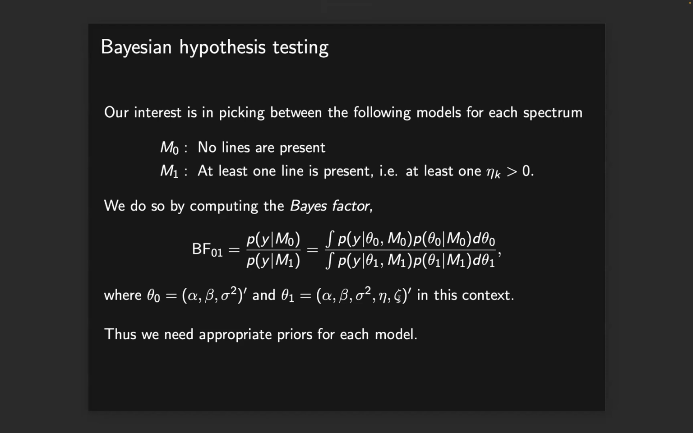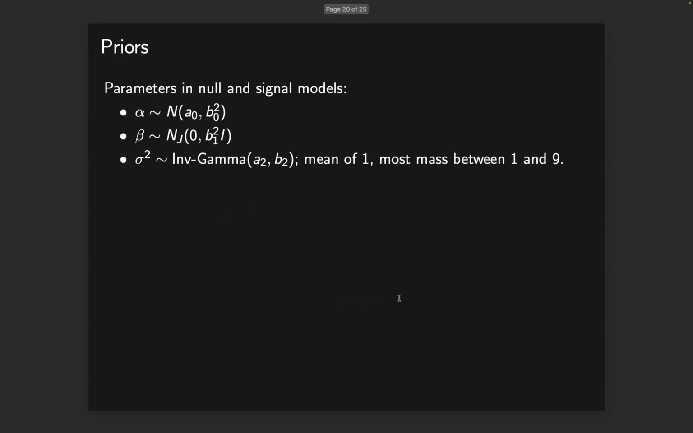Okay, so to complete the picture here, we just need some priors. For the parameters that are in both the null and signal models, the intercept and those linear coefficients, we just take essentially normal distributions. Here, those A naughts, B naughts, things like that, are just generic hyperparameter values. We have specific numbers, but it doesn't really matter for the sake of presentation.